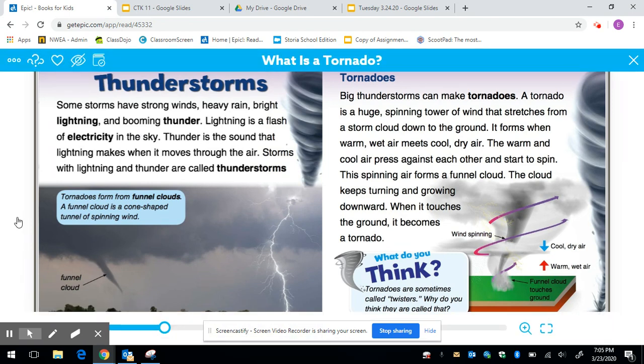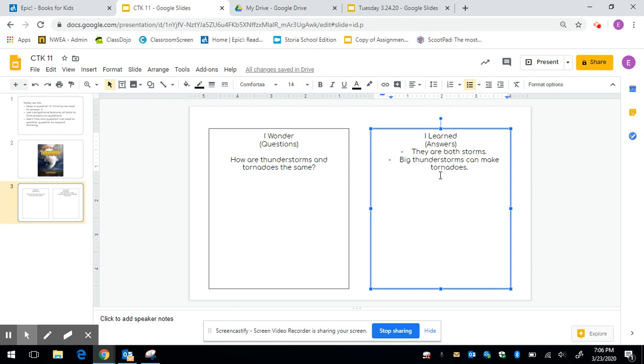After I finished these 2 pages, I realized that I have enough information to go ahead and try to answer my question on my Wonder and Learn chart. Okay, so I went ahead and did this work, and I found 2 points. And notice I put little dashes next to them to answer these questions. So my first point was that they're both storms, okay? A thunderstorm and tornado are a storm. And that I also learned that big thunderstorms can make tornadoes. So I went ahead and wrote what I learned in my I learned column, and I'm going to write what we just read, but I'm going to kind of like list it. So notice that I didn't write the whole thing. I just made a little list.